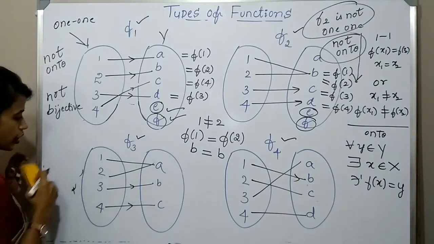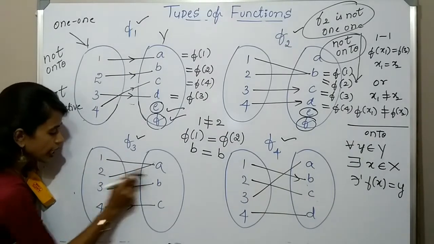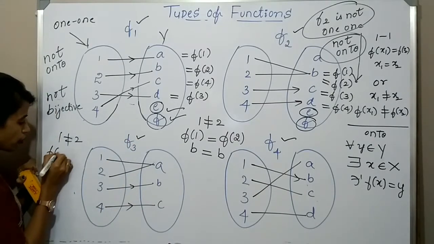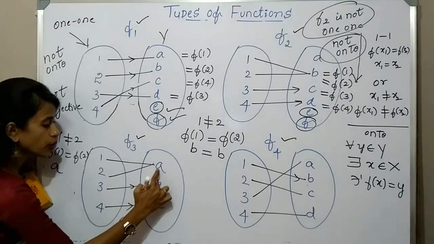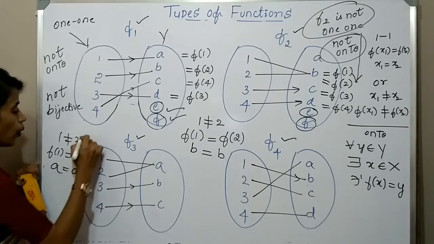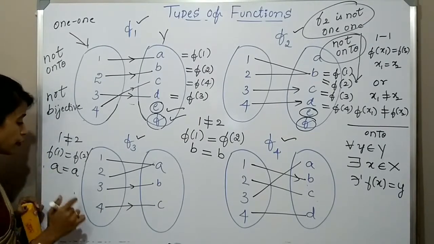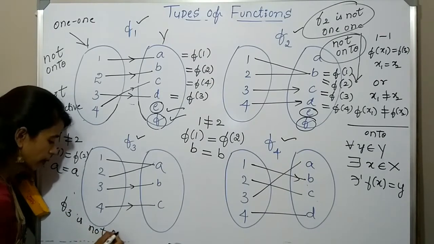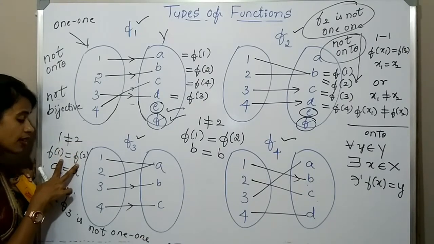Next, let us check for F3. Here, F3: 1 maps to A, 2 maps to A. Here, 1 is not equal to 2, but the mapping goes to the same element. Means F of 1 is equal to F of 2. F of 1 is A, F of 2 is also A. Clearly, A is equal to A. So here, 1 is not equal to 2, that is, elements are distinct but images are the same. Therefore, F3 is not 1-1. Why is it not 1-1? Because here elements are distinct, but images are the same.